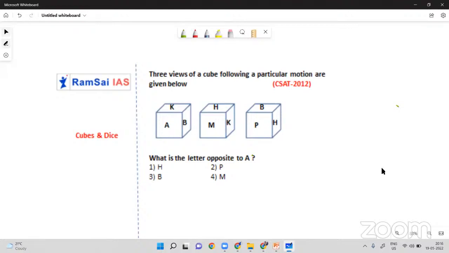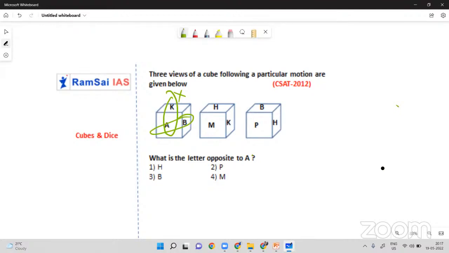If you use your common sense, it's very simple. Two side by side faces cannot be opposite. Yes or no? You sat in a room, right? Whatever wall you have at your back and whatever wall you have on your left side, can they be opposite in any case? Impossible, right? Similarly, if you observe carefully, K and A can never be opposite to each other. B and A can never be opposite. You can eliminate the two cases.